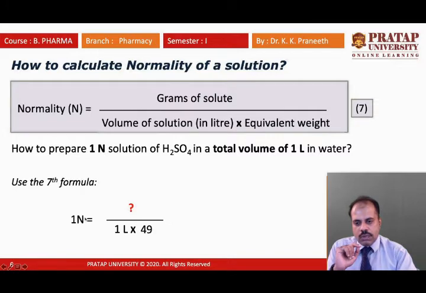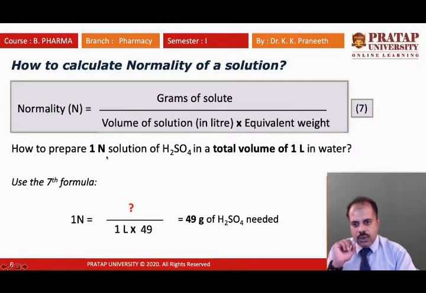So you just have to cross multiply. This will go here, 1 will go here on the left hand side of the equation, and you will get 49 grams of sulfuric acid needed. Simply, this 1 gets multiplied, and you simply get the answer, 49. So to make this solution, we need 49 grams of sulfuric acid.